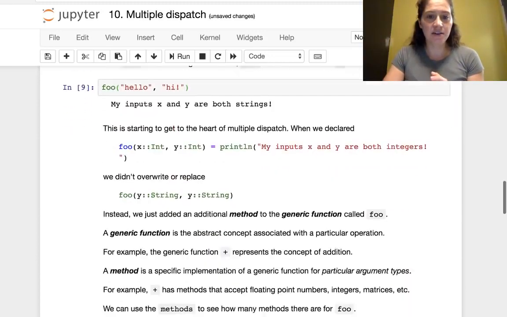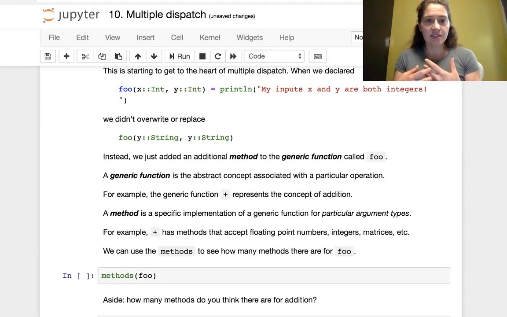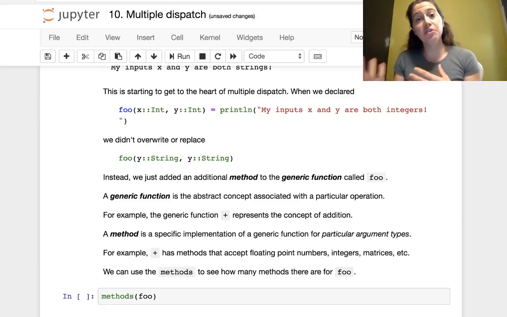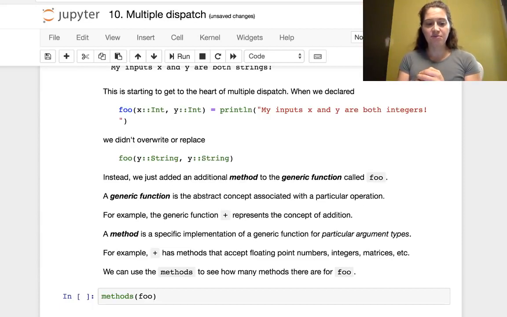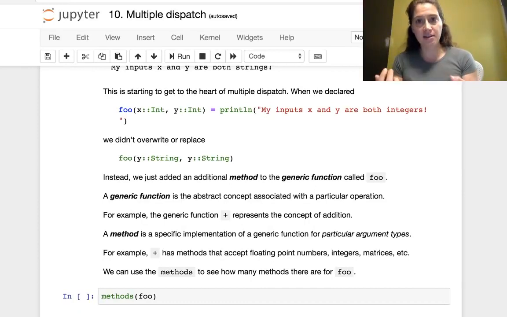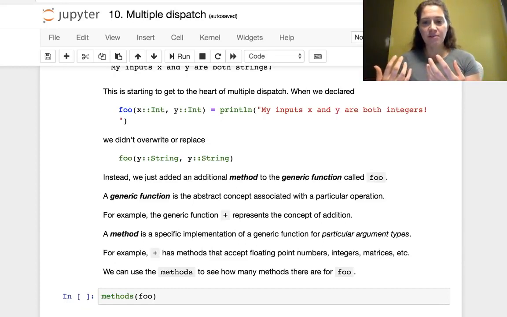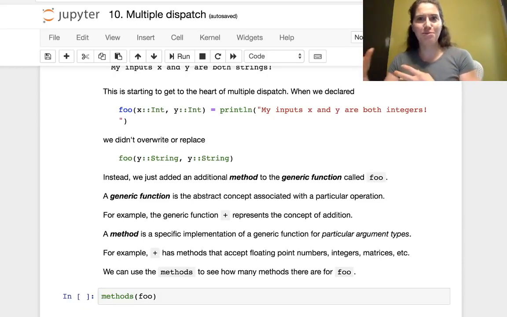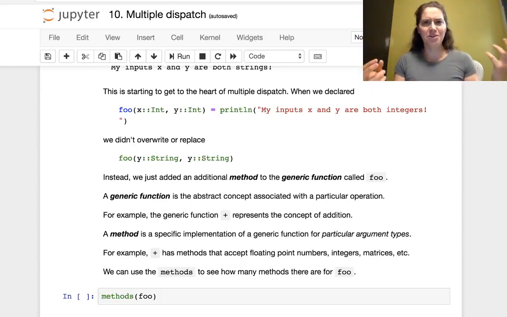The idea behind multiple dispatch, or one of the key concepts there, is that we have a distinction between generic functions and methods. Generic functions are the abstract ideas that we have tied to particular operations. What I mean by that is that we in our minds might have an idea of what it means to add things together or what it means to subtract things. When I, as a human, am thinking about adding 2 things together, I'm not thinking about using different algorithms for adding together floating points versus integers. I do those in very similar ways.